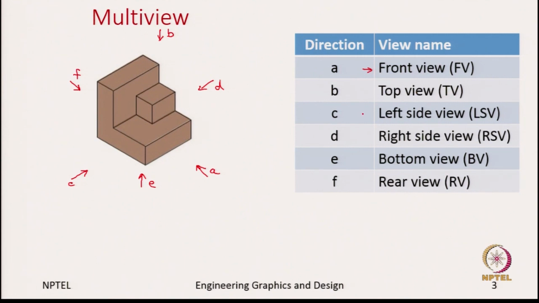And similarly, if you are looking from the left, you have the left side view, looking from right, you have the right side view, looking from the bottom, we have the bottom view, and looking from the back, you have the rear view. So, these are the 6 conventional views.